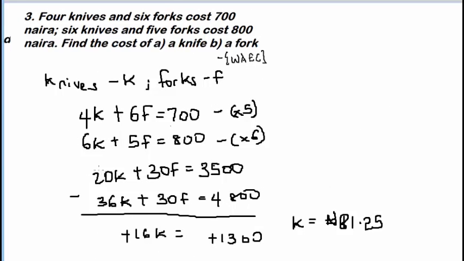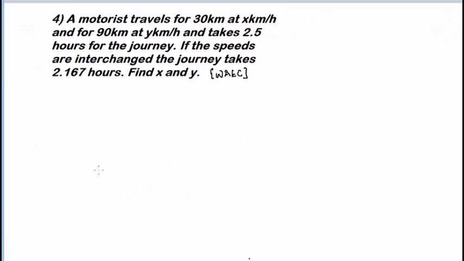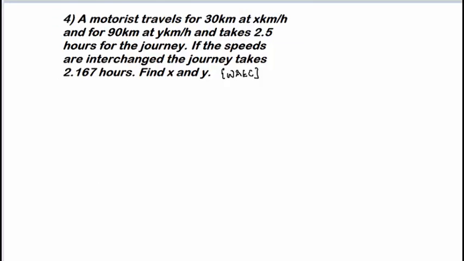So for this next question, a motorist travels 30 kilometers at x kilometers per hour, and he also travels 90 kilometers at y kilometers per hour, and it takes 2.5 hours for the journey. If the speeds are interchanged, the journey takes 2.167 hours. I converted 2.167 hours to a fraction. It gave me 2 and 1 over 6 hours. So you are asked to find x and y.